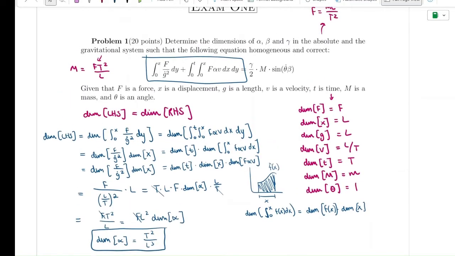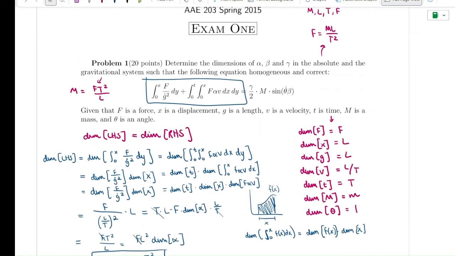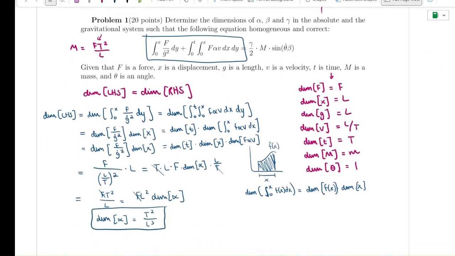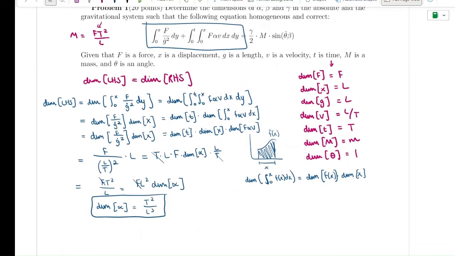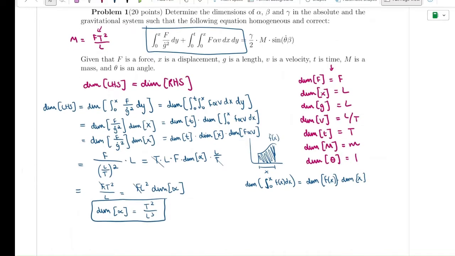Okay, and I know that this problem asks for it in the absolute and gravitational system, but notice that we don't have any mass or force things here. So the way we did this would be through the gravitational system, because we kept the F as is. So we have everything in the base units of F, L, and T. But even in the final result, there's no mass or force that shows up anywhere. So this answer is the same in the absolute and gravitational system.